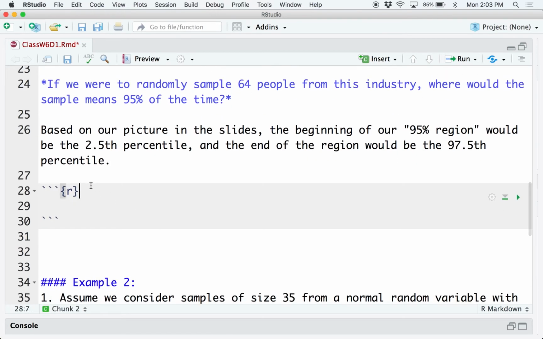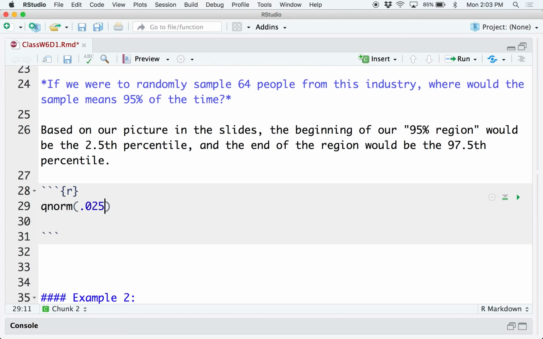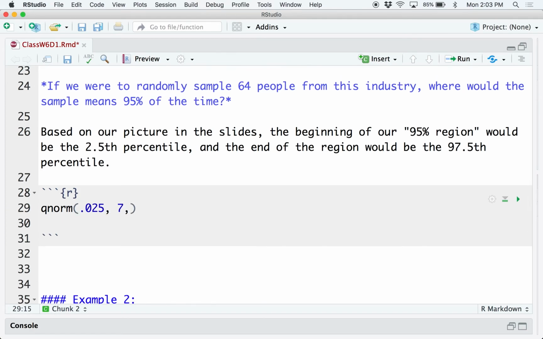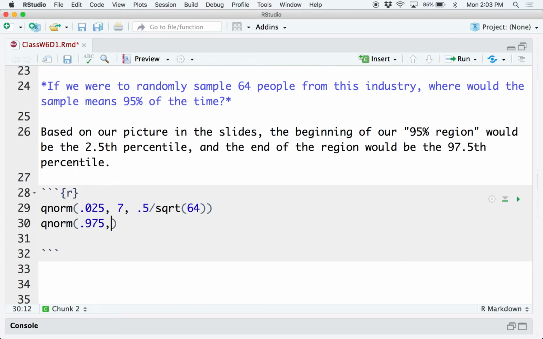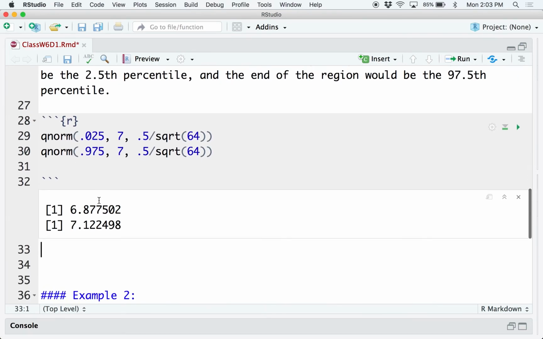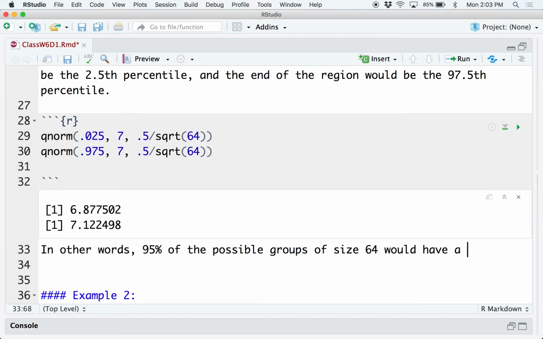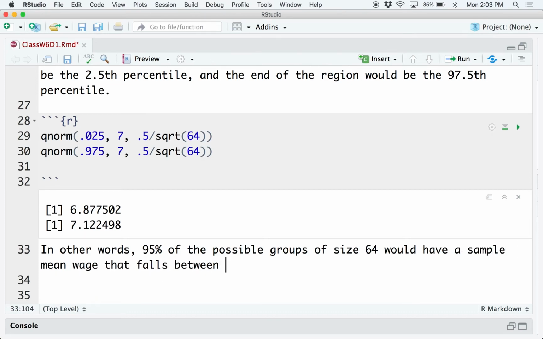Okay, so we can jump into R and quickly compute these. We could do qnorm, 0.025 is the percent that we're considering, and we know that the mean is 7 and our standard deviation is 0.5 over square root of 64. And I'm just going to copy these parameters as a group so I can copy and paste them quickly. We also want qnorm 0.975, 7, oh, there we go. And if I run these two commands, I get the beginning and the end of my 95% region. All right, so in other words, 95% of the possible groups of size 64 would have a sample mean wage that falls between 6.8775 and 7.122, let's round off to 5.